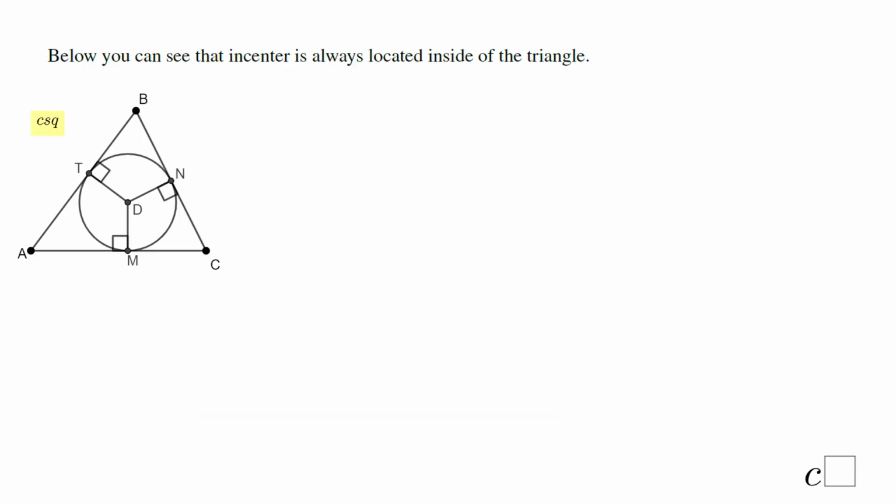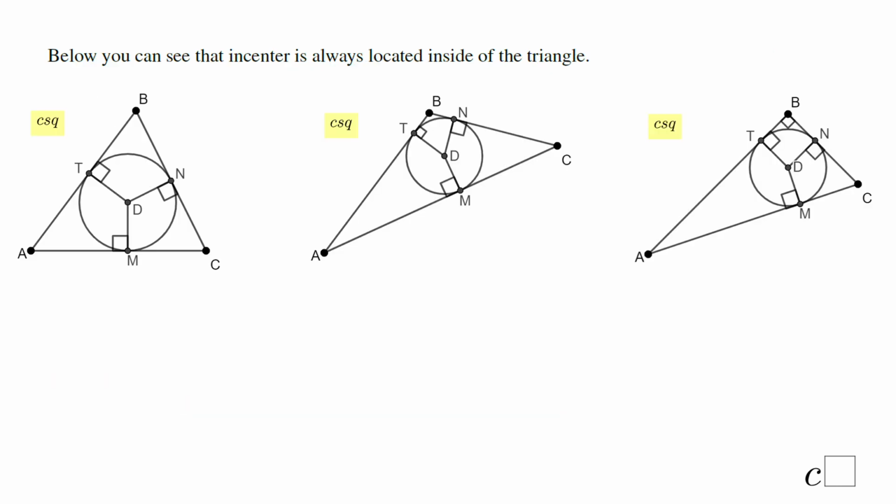Now I have here the 3 situations. We have an acute triangle, and you see the incenter is inside of the triangle. The same for an obtuse triangle. The incenter is inside, and also the last choice is the right triangle. So it really doesn't matter what kind of triangle you have. The incenter and the incircle obviously are inside of the triangle.